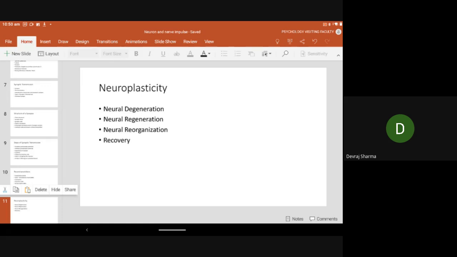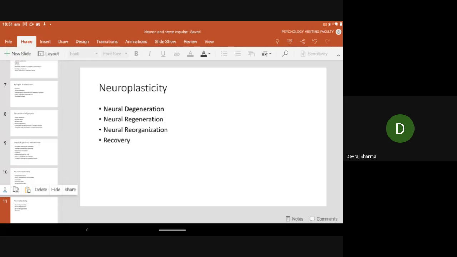Now, when the neuron breaks from the center of the axon, including the cell body, it is known as retrograde degeneration. So, it is the degeneration of the segment that is proximal, between the cut on the axon and the cell body.